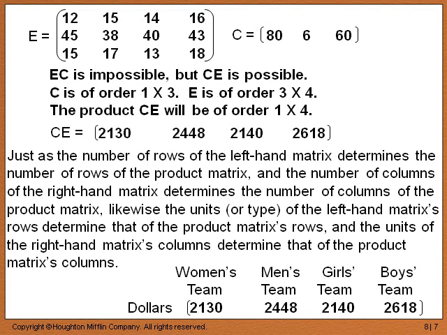Alright, so if we write it as a table, notice that we get dollars as the units for the row, because those were the units for the matrix C. And we get type of team, women's, men's, girls, boys, as the units of the columns, because those were the units of the columns in E. Alright, and so what that means is the women's team has $2,130 of equipment. The men's team has $2,448 of equipment. The girls' team has $2,140 of equipment, and the boys' team has $2,618 of equipment.